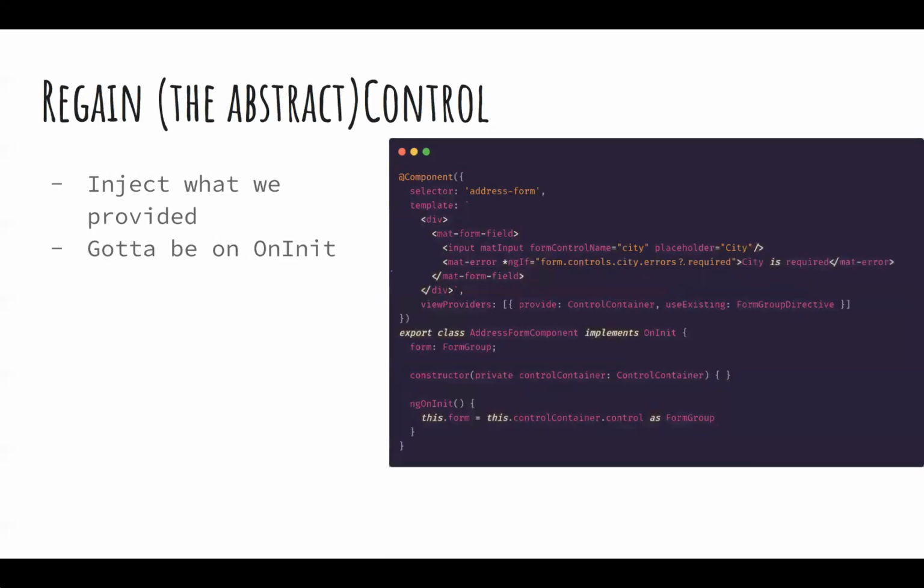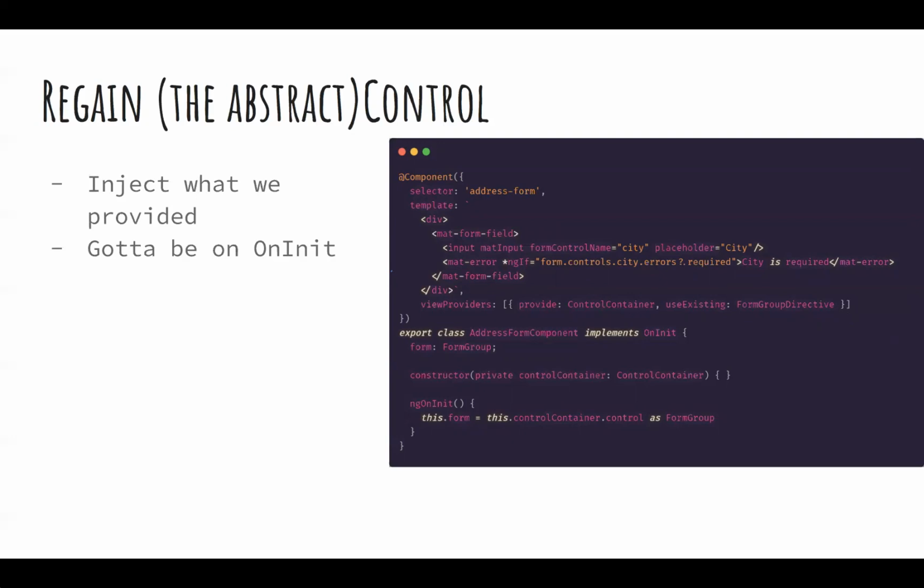But what if we want that form group itself and we want to access it and get the state, get the validation on it? We can get around this as well. We've already provided the control container and the view providers, so all we need to do is actually access that. To do that, we just inject it in the constructor. Then we can access this with the control container.control, and that property will give you your parent form group from the existing form group directive. And then you can just do whatever you want with it.